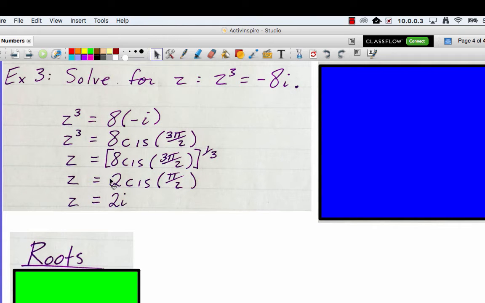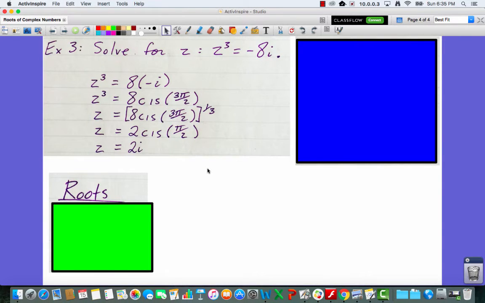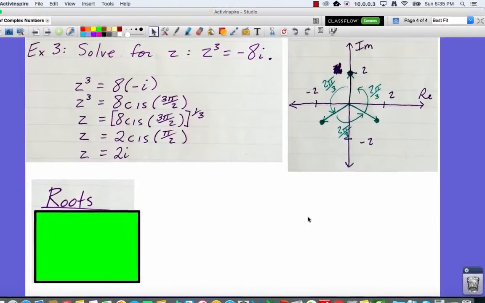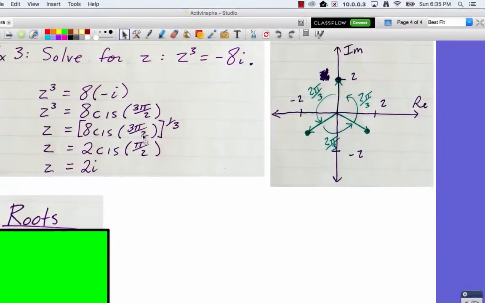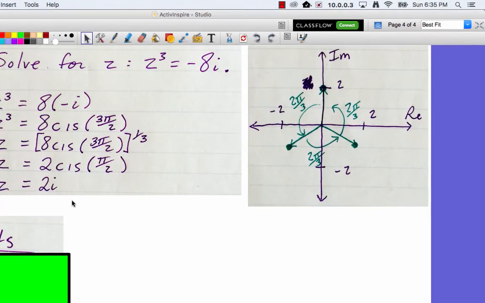Alright, next thing I'm going to do is plot 2i, and I know that all other solutions are equally spaced around the unit circle. Now, I'm kind of fibbing a little bit with the idea of the unit circle because with the modulus of this complex number being 2, I'm really not on the unit circle anymore. I'm on a circle of radius 2. However, the same exact idea applies.